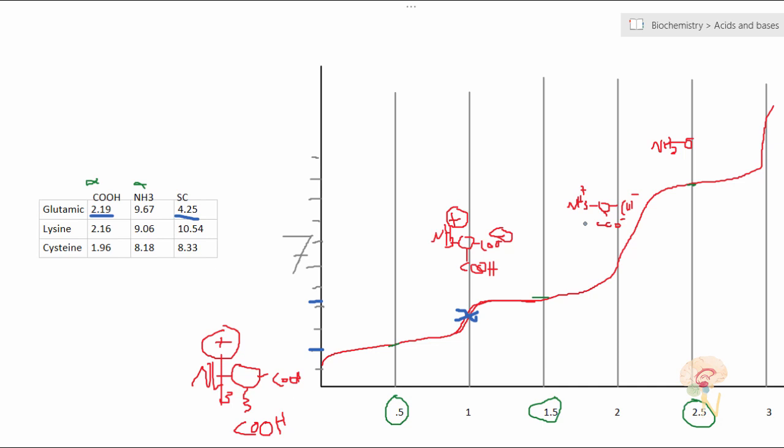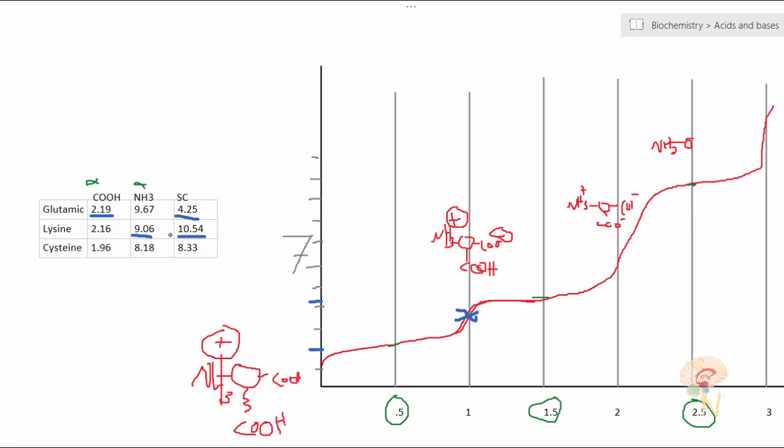For amino acids, you can calculate the isoelectric point, though not for all of them. There are two exceptions, and I'll talk about them later. For most of them, you can calculate the isoelectric point by taking the average of the two closest values. So 4.25 and 2.19 are the two closest values, away from 9.67. For here, the 9.06 and the 10.54 are the two closest values, so we take the average of them and we find the isoelectric point.